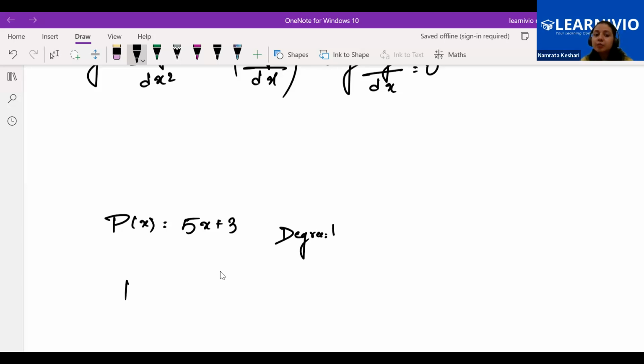If I write a polynomial, let's say q(x) is equal to 6x square plus 3x plus 5, here the highest power of the variable is 2 and hence the degree is 2. Are you able to recall these concepts?